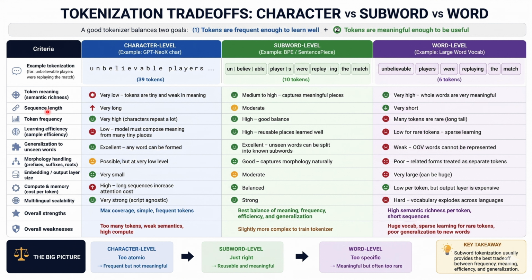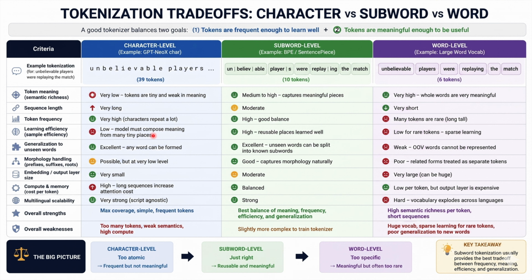Now, talking about sequence length, because we are breaking the sentence into each character, we are going to end up with a very long sequence. For example, here we have 39 tokens. At the other end, it is going to be very short because each word will be associated with a token, so we have only 6 tokens here. But because subword level breaks into reusable components, we are going to have some tokens in the middle of these two extremes. So it is moderate.